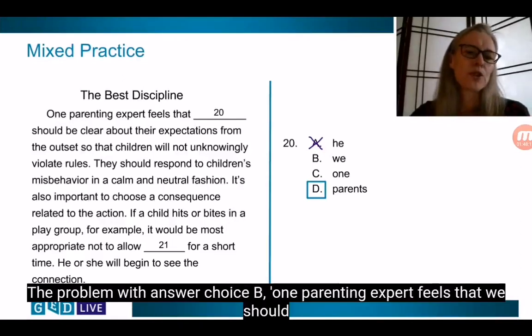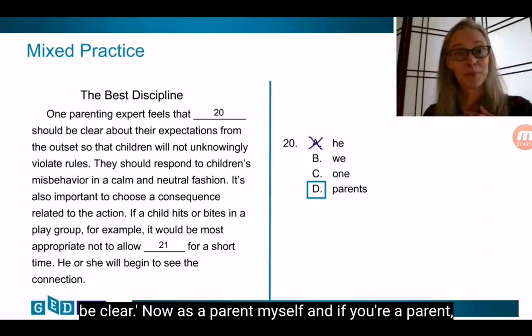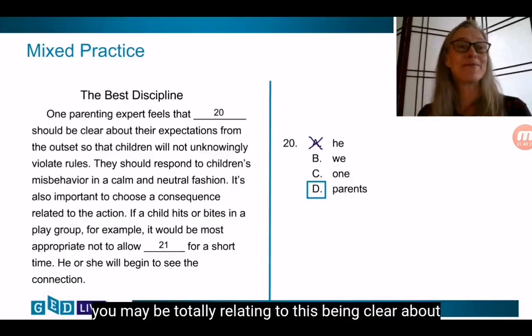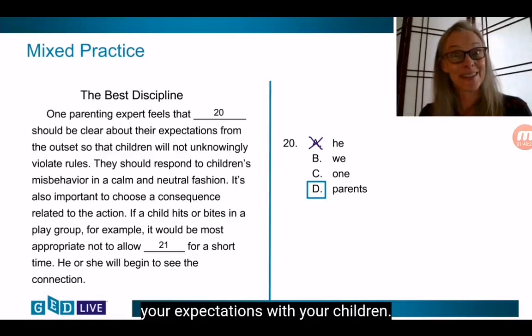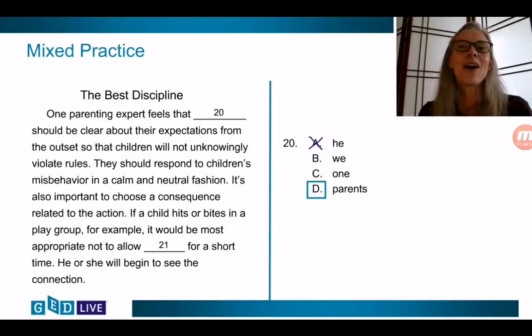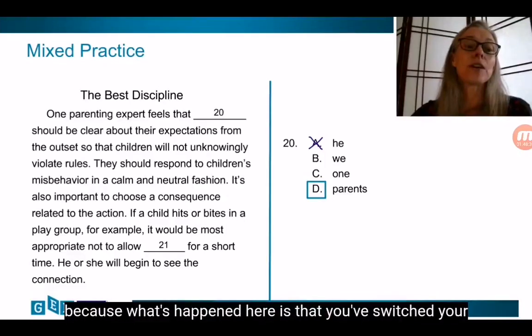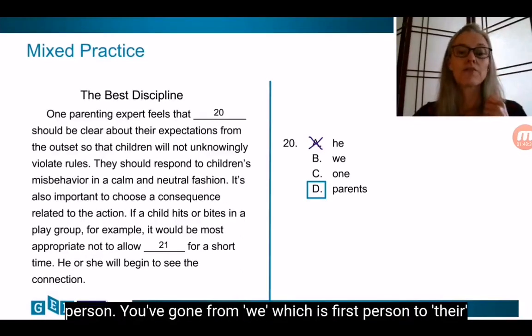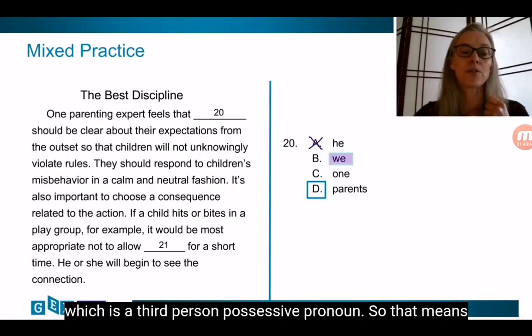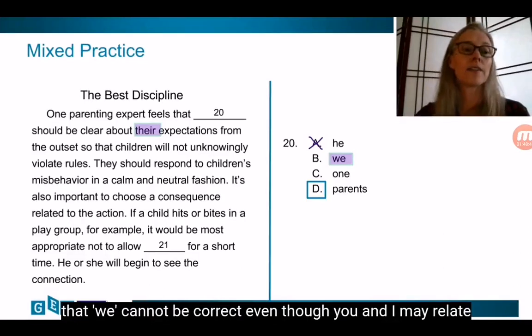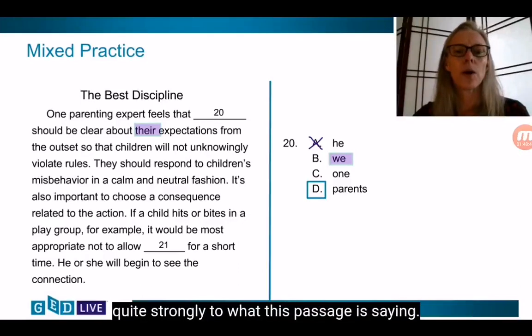The problem with answer choice B, one parenting expert feels that we should be clear. Now, as a parent myself, and if you're a parent, you may be totally relating to this, being clear about your expectations with your children. So that makes sense up until you get to "their expectations," because what's happened here is that you've switched your person. You've gone from "we," which is first person, to "their," which is a third person possessive pronoun. So that means that "we" cannot be correct, even though you and I may relate quite strongly to what this passage is saying.